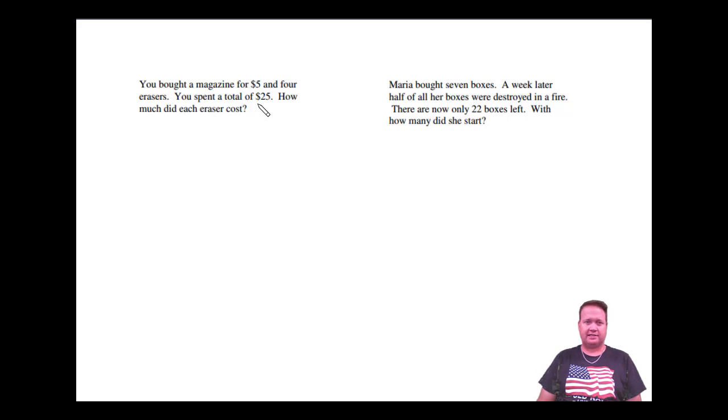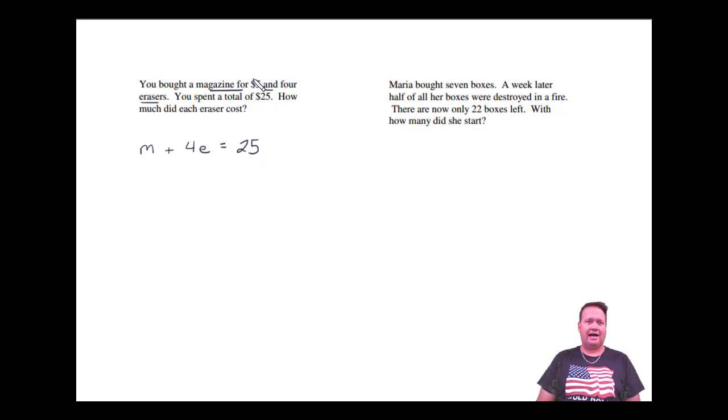You bought a magazine for $5 and 4 erasers. So I bought a magazine and I bought 4 erasers. If I write that out, I bought a magazine plus I bought 4 erasers. I'm just going to write it like that for now. And it says I spent a total. Well, that means equals. When I buy a magazine and 4 erasers, I spent a total of $25.